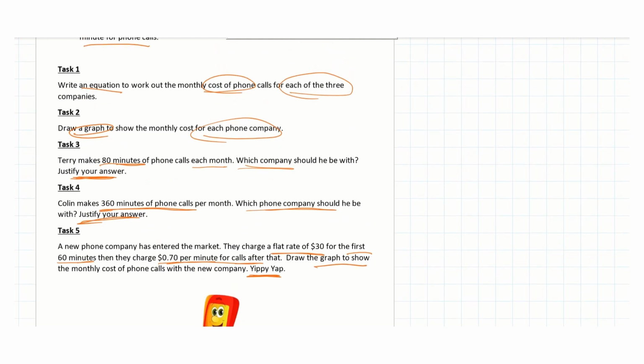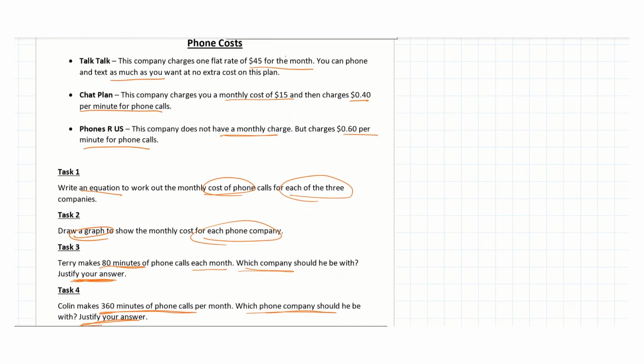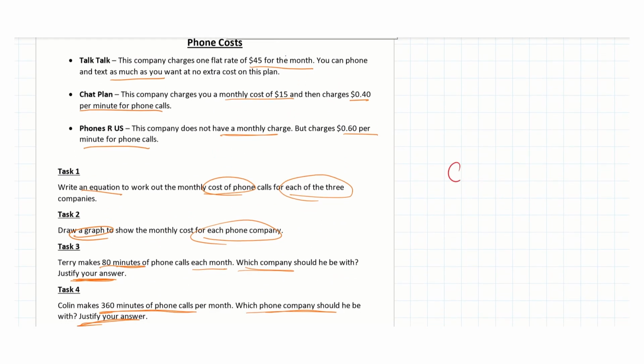Okay, so we've got all of our information. We've highlighted everything we need. Let's go back and look at the important bits. So, task 1, write an equation to work out the monthly cost of phone calls for each of the three companies. Okay, so I'm going to set up my equation and I'm going to have cost, right? Cost is going to be set as C. Okay, I'm going to choose the letter C. And I need another variable. I'm going to choose minutes, M, because I'm going to figure out how many minutes you are on the call and how much that costs.